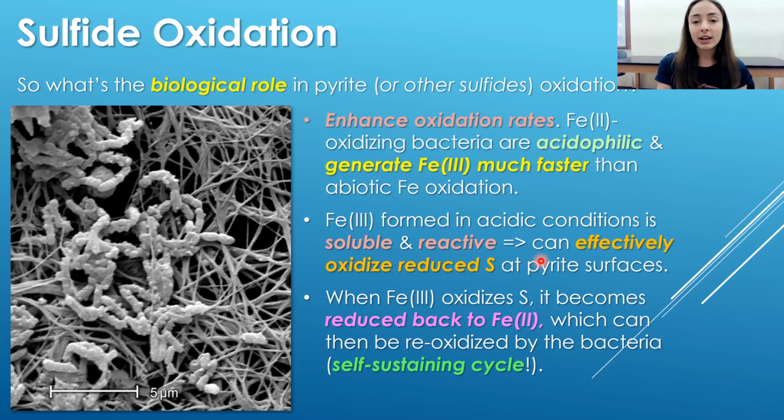Another byproduct of this ferric iron production is that this ferric iron is formed in acidic conditions, obviously because this snowball effect causing the acidic conditions is just getting more and more acidic as iron and sulfur are oxidized. And because of this, the ferric iron is soluble and reactive and can effectively oxidize reduced sulfur as well as iron at the pyrite surface. And when iron 3 acts on something else to oxidize it, like reduced sulfur compounds, it then becomes reduced back to iron 2 or ferrous iron. And because this is what's feeding those acidophilic bacteria that are producing the iron 3, this keeps those guys alive and it keeps the cycle going. So again, it's a self-sustaining cycle.